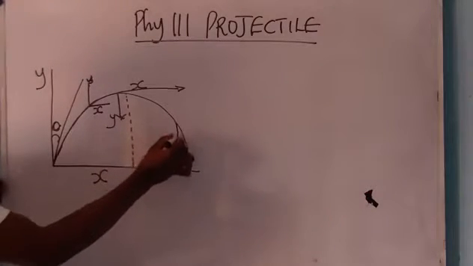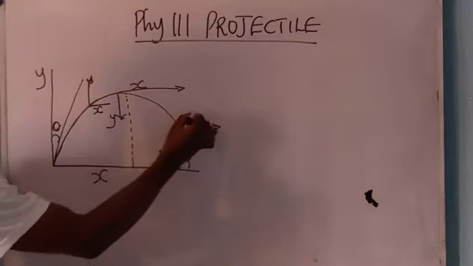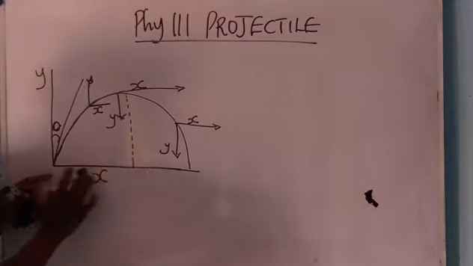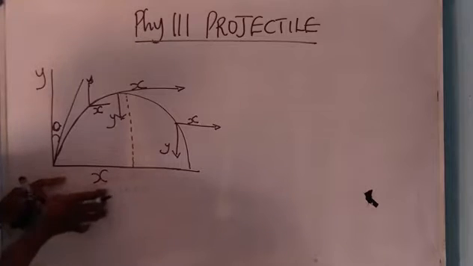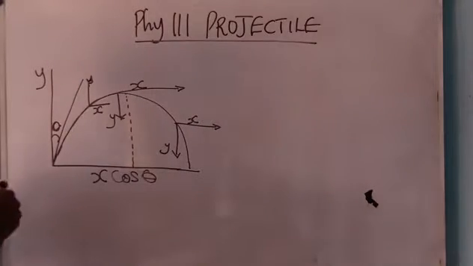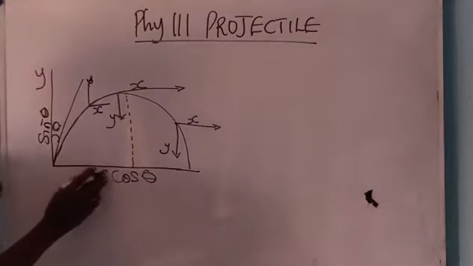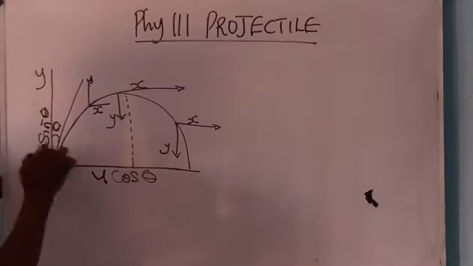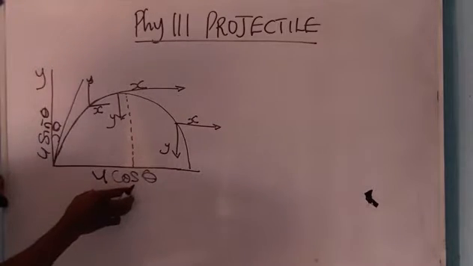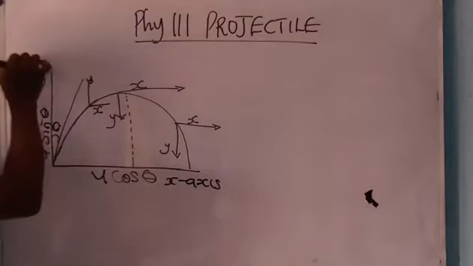The same thing is applied here. This is the y-axis, and this is the x-axis. Now, the component along the horizontal axis is cos theta, while the one along the vertical axis is sine theta. So I can say u cos theta for the x axis, and u sine theta for the y axis.